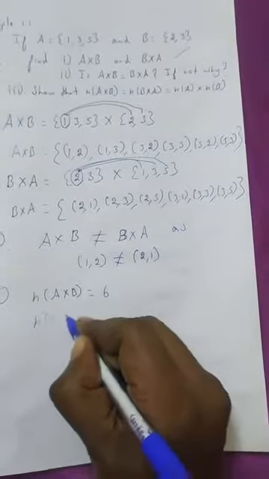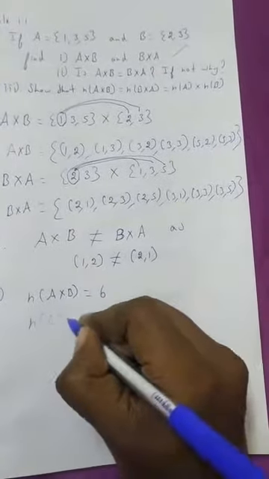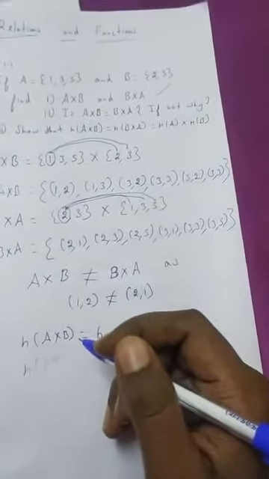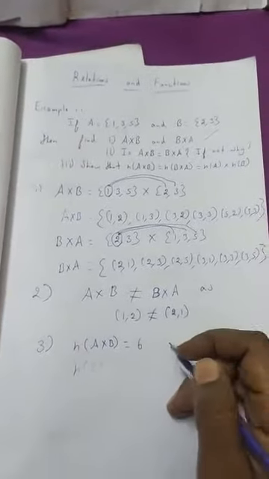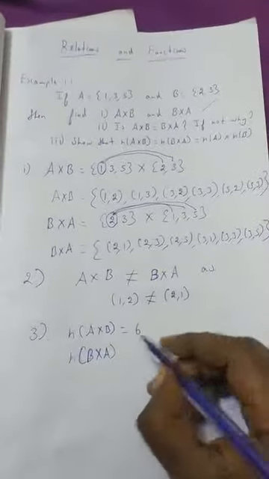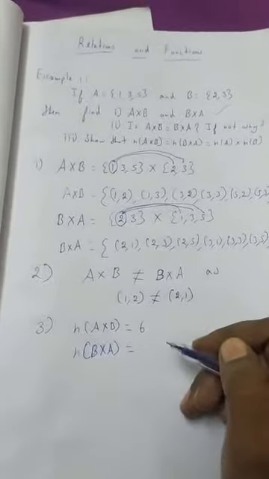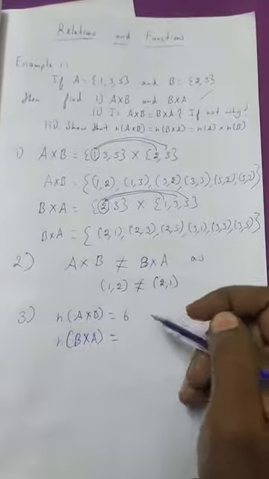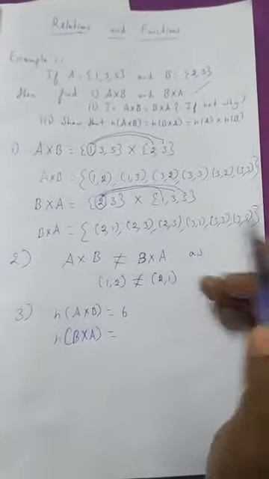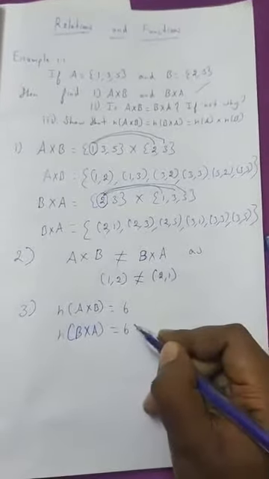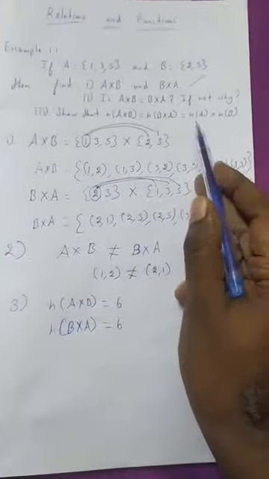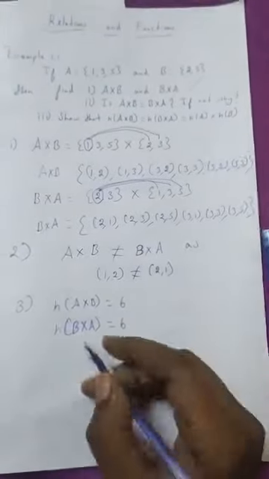N of B cross A is nothing but the number of elements in B cross A. So this is B cross A. How many elements here? 1, 2, 3, 4, 5, 6. Therefore the number of elements in B cross A, that is N of B cross A, is equal to 6. And what is the final one? N of A into N of B.